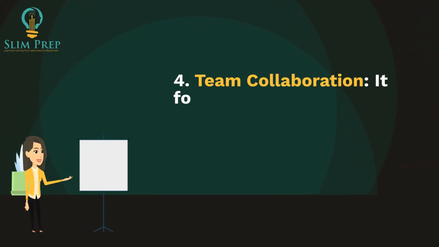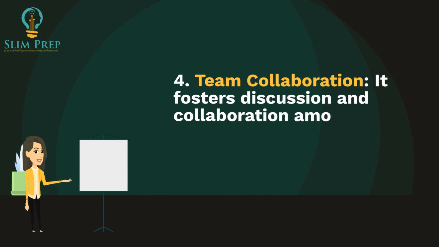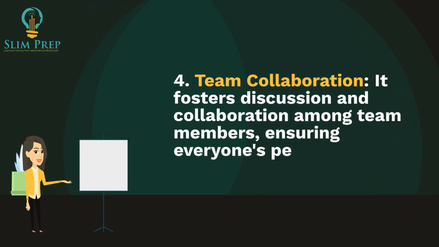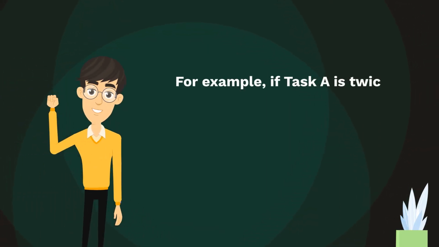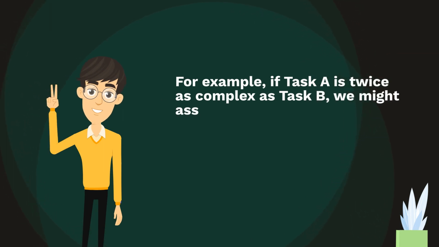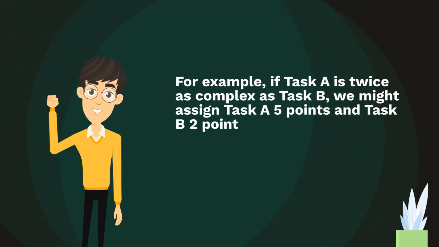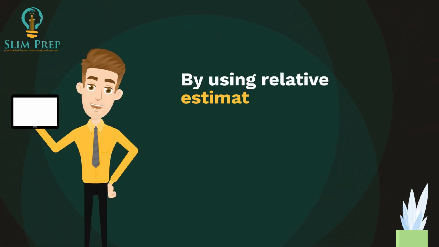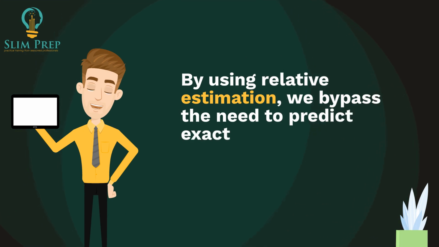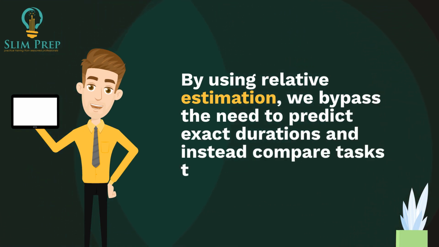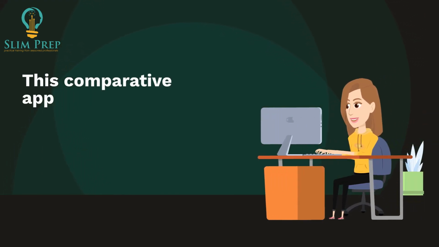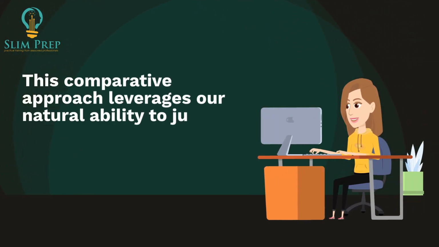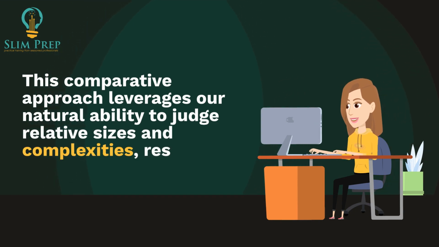4. Team collaboration. It fosters discussion and collaboration among team members, ensuring everyone's perspective is considered. For example, if Task A is twice as complex as Task B, we might assign Task A 5 points and Task B 2 points. This way, we focus on relative effort, making it easier to manage uncertainties. By using relative estimation, we bypass the need to predict exact durations and instead compare tasks to each other. This comparative approach leverages our natural ability to judge relative sizes and complexities, resulting in more reliable estimates.